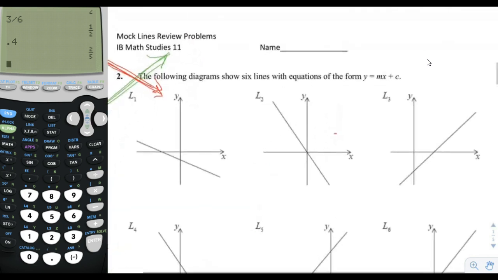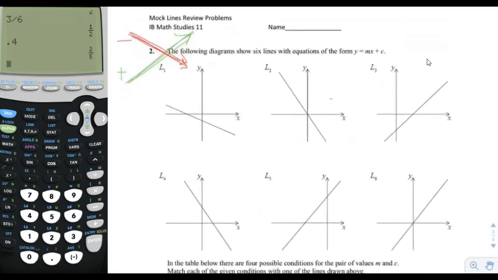Okay, next question. The following diagram shows 6 lines with equations of the form y equals mx plus c. So we have several lines here. They're all diagonal lines. Some of them grow and some of them go down. That's a hint. If we want to figure out which ones are positive slopes, it's the ones that look like the green line where it goes up. And if we want to find the ones that are negative slopes, it's the red ones that go down.